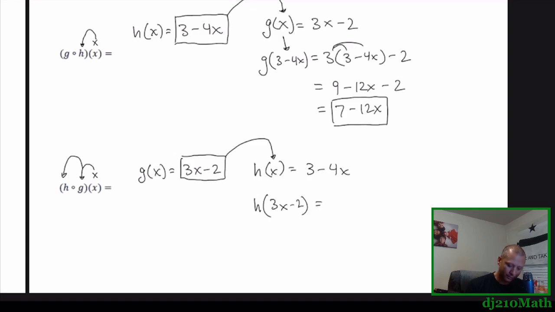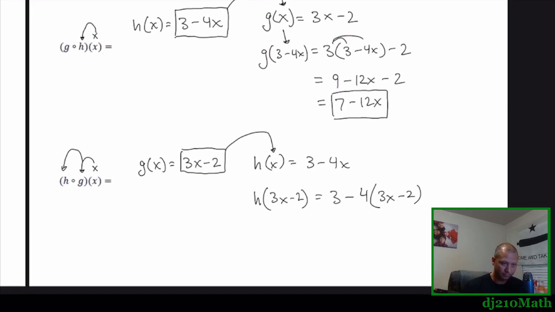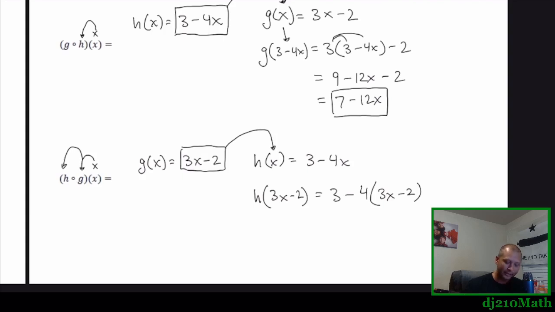So h of 3x minus 2 is equal to 3 minus 4 times (3x minus 2). All right, we're at the answer. However, let's clean it up. You always want to distribute as much as possible. Expand this out. When I distribute negative 4, negative 4 times 3x is minus 12x. Negative 4 times negative 2 is positive 8. And we are combining like terms. So 3 plus 8 is 11, minus 12x. And that is the final answer.